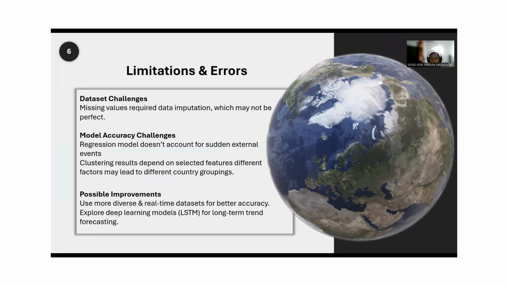Another limitation is that our models rely on historical trends. If there are sudden crises like economic collapse or natural disaster, our predictions may not account for them. For the clustering model, the results depend on which features we use. If we had chosen different factors, the country grouping might look different. This means there is some subjectivity in how we define high-risk countries.